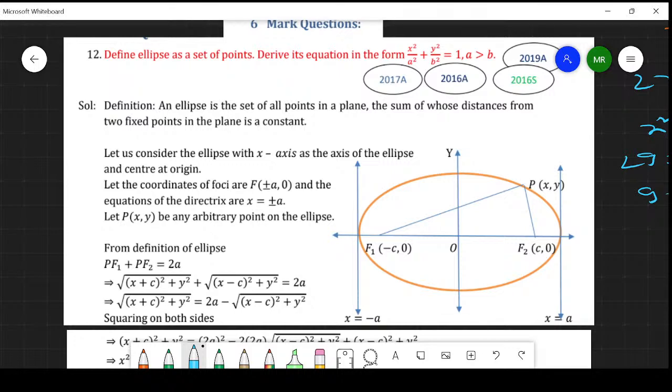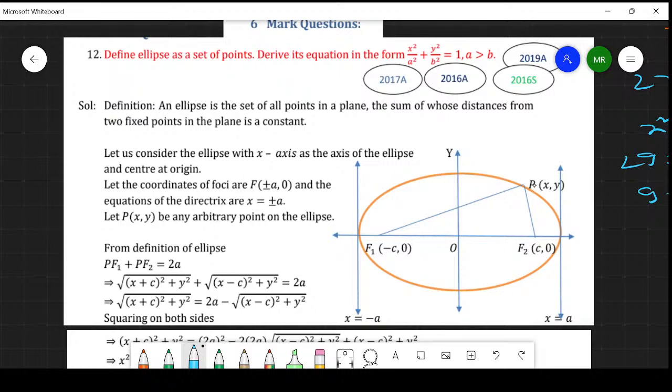See this one. The given question: define ellipse as a set of points, and derive its equation in the form x square by a square plus y square by b square is equal to 1, where a is greater than b. The definition we should definitely write for 1 mark: an ellipse is a set of all points in a plane, the sum of whose distances from two fixed points in the plane is a constant. Fixed points means foci.